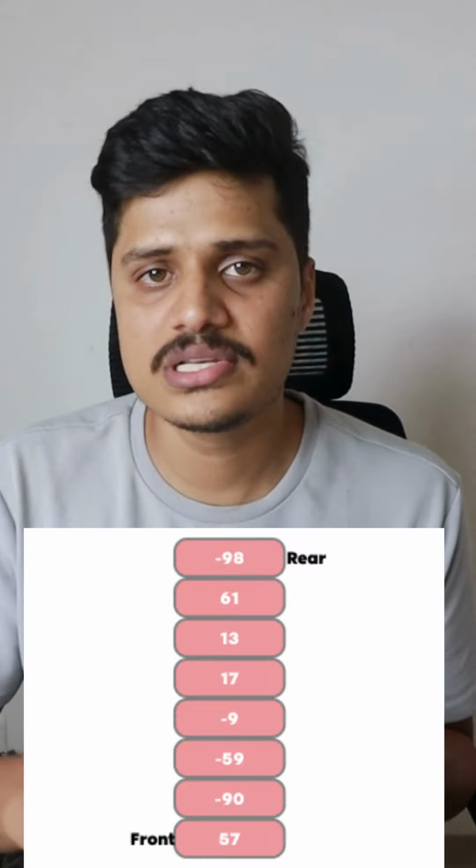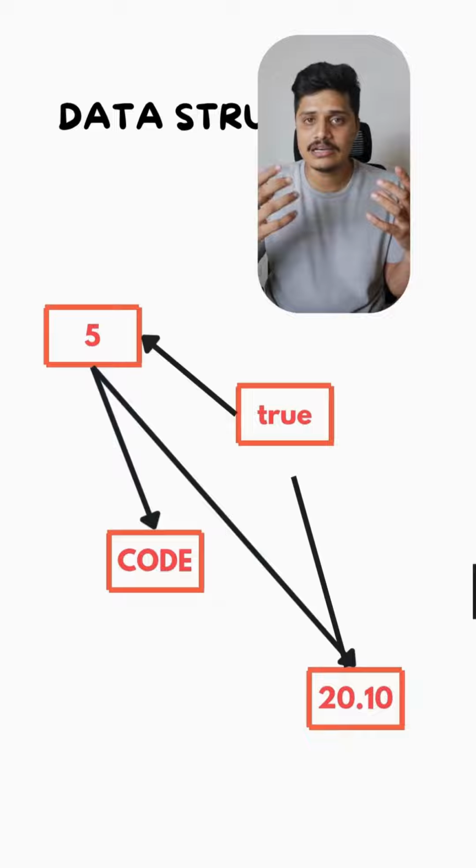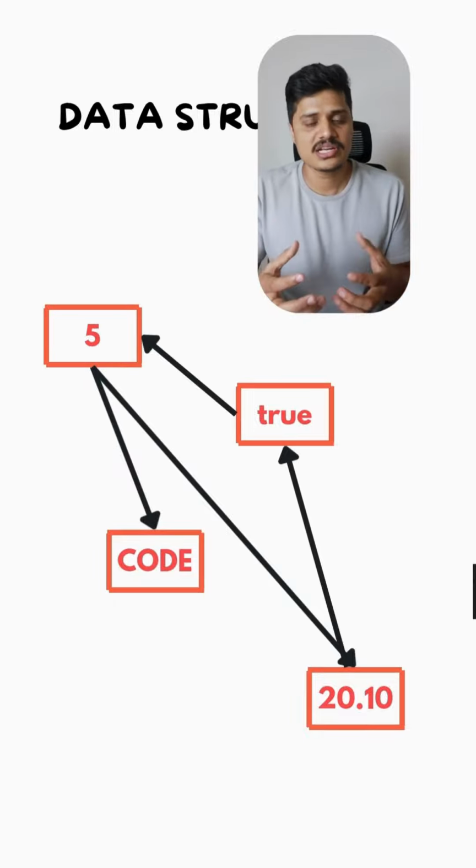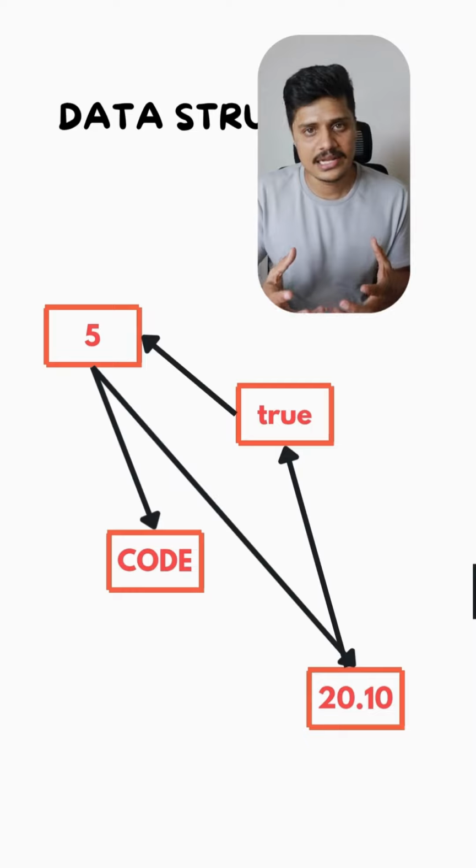Some of the examples are linked lists, stacks, and queues. Whereas if the connections between the values are random in nature, then such data structures are called non-linear data structures. Some of the examples are trees, graphs, and tries, etc. Anyway, that is a simple introduction to data structures.